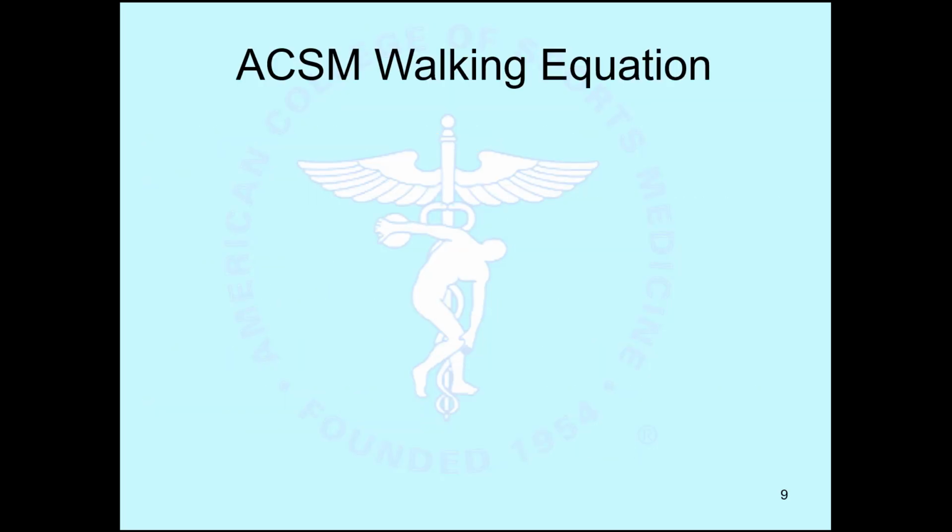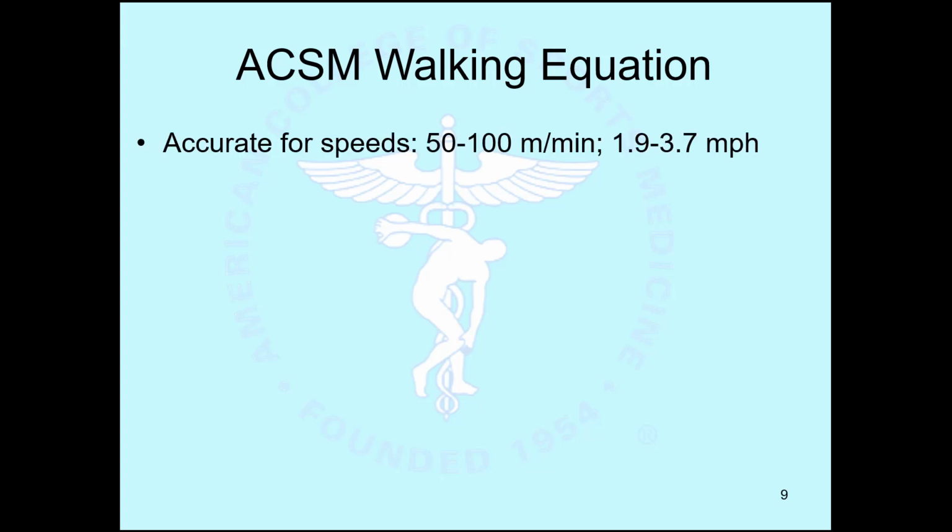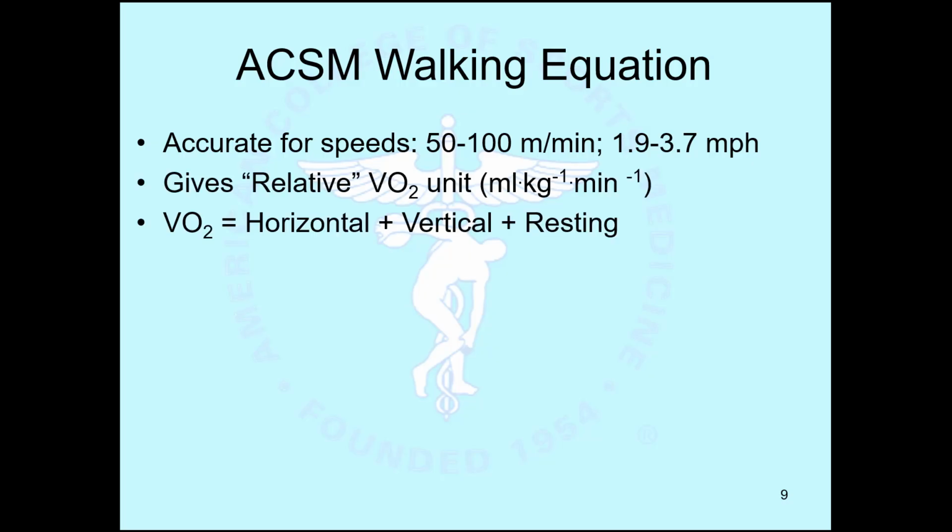So we're going to now go through the different equations that are in the American College of Sports Medicine book. We're going to do walking, running, cycling, arm ergometry, and then stepping. This is not high-powered math, so I'll probably give you more information than you need to know here.